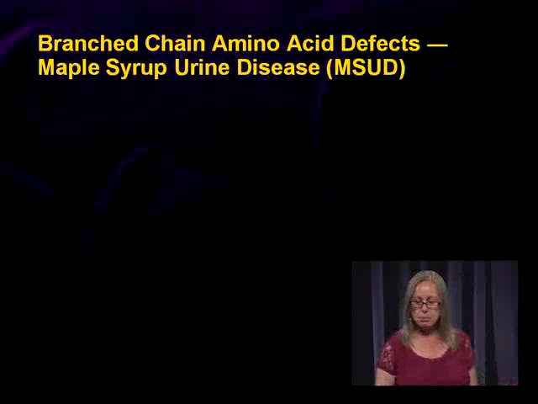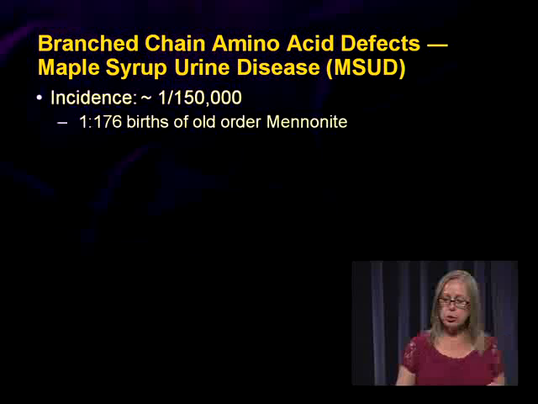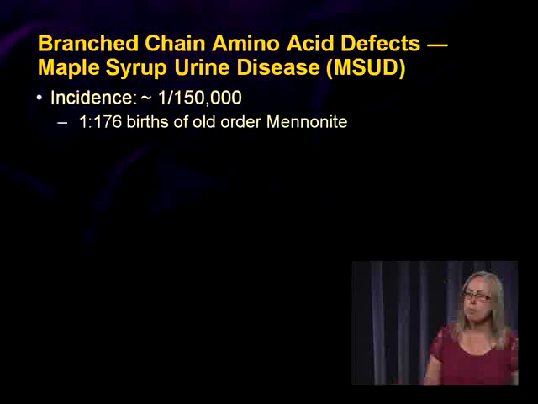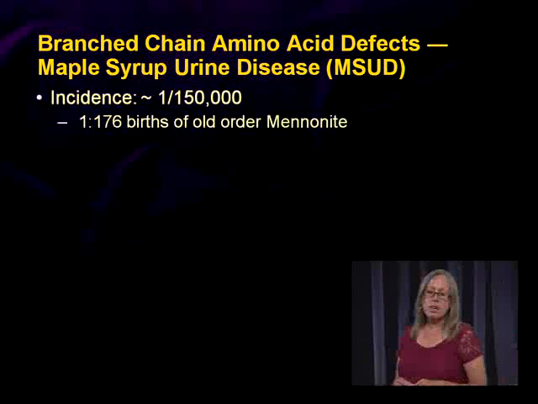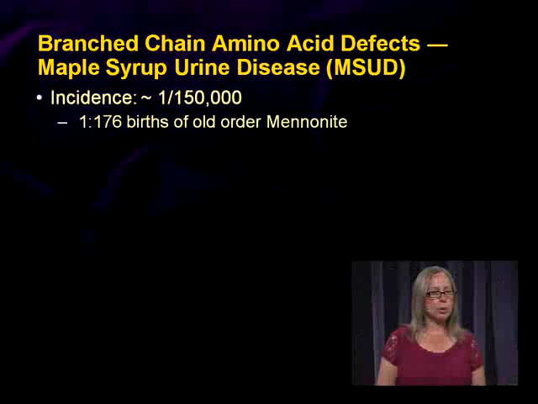So let's talk about maple syrup urine disease, or MSUD. The incidence is about 1 in 150,000, except if you're Old Order Mennonite, where it's about 1 in 176 births. So if you live in Pennsylvania, Ohio, Indiana, we've tested for MSUD on newborn screening for a very long time. Other states did not, but you can now pick that up as part of the expanded newborn screen.